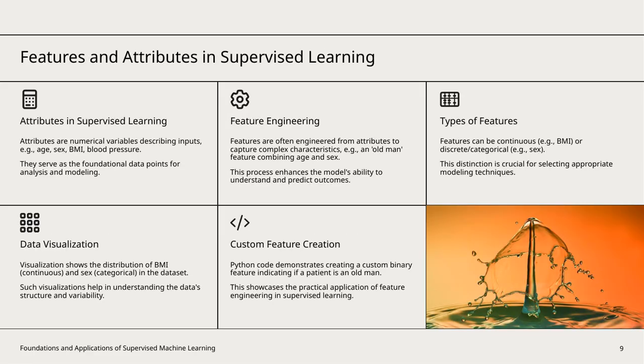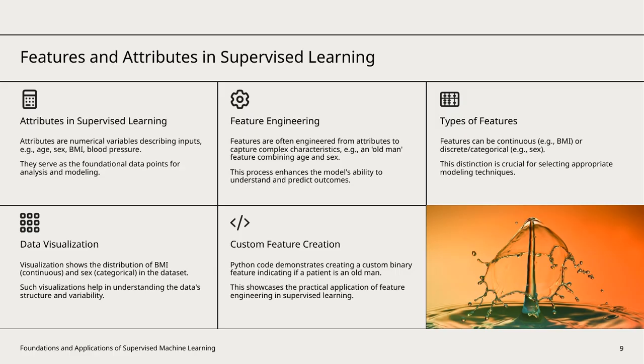Now, let's delve into the features and attributes in supervised learning. Attributes are basically numerical variables that describe our inputs, like age, sex, BMI, or blood pressure. These serve as the foundational data points that we analyze and use for modeling. Next, we often perform feature engineering, which involves creating new features from these attributes to capture more complex characteristics. For example, we might combine age and sex to create an old man feature. This process is crucial because it enhances our model's ability to understand patterns and make better predictions.